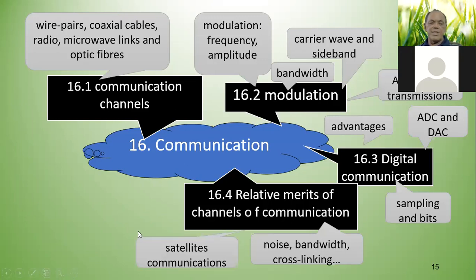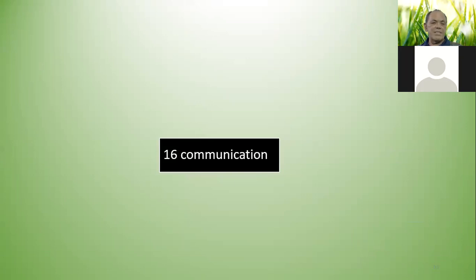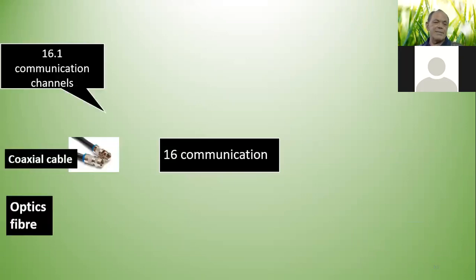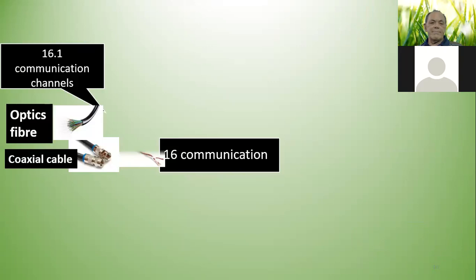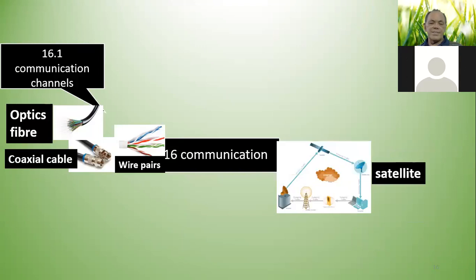Then satellite communication, and we will look at attenuation, where the amplitude decreases with distance. We will use a log scale. And mobile phone, the use of microwave, that one is normal in the syllabus. Or we can summarize it by pictorial form. Coaxial cable, optic fiber, wire pair, right? Satellite communication.